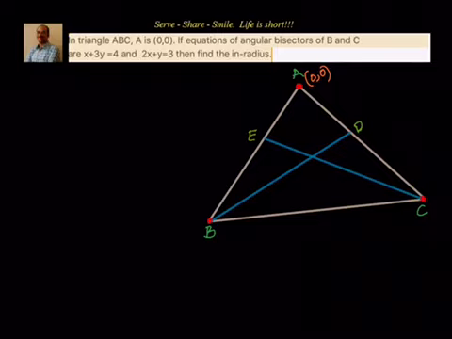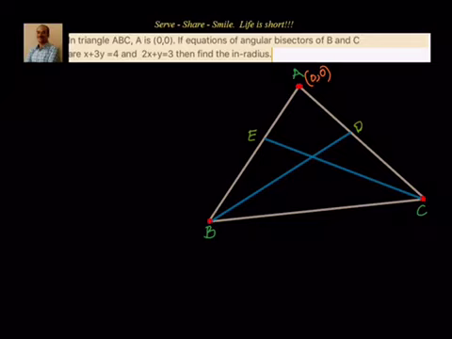So we have been given a triangle ABC. Coordinates of vertex A are (0, 0). We have been given two angular bisectors, BD and another is CE. We have to find out the inradius.